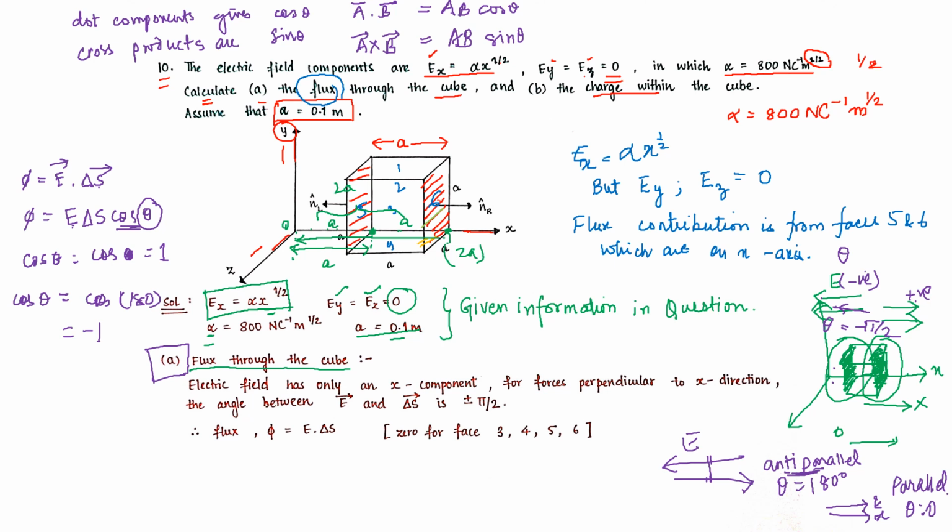Electric field has only an x component. For the faces perpendicular to the x direction, between E and del S we have an angle of plus or minus pi by 2. And flux is given by E dot del S, which is 0 for the faces 3, 4, 5, 6. The other faces, I have told, are 0, and only for the faces at x we will have flux.